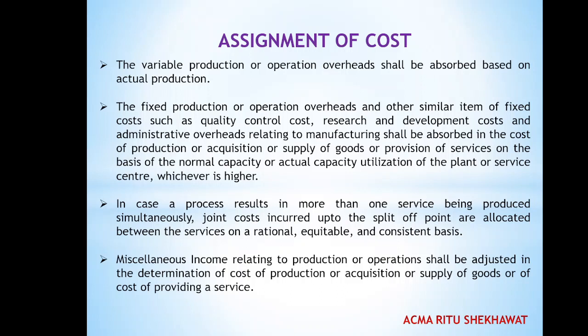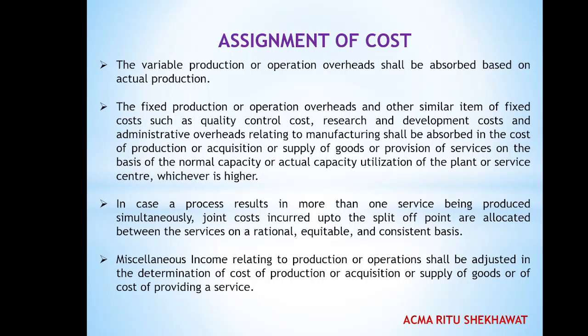In case a process results in more than one service being produced simultaneously, the joint costs incurred up to the split-off point are allocated between the services on a rational, equitable, and consistent basis. Like I said earlier, we're going to discuss this in another slide. This is the treatment of joint product and byproduct. How products are produced simultaneously, and how we will assign the cost.